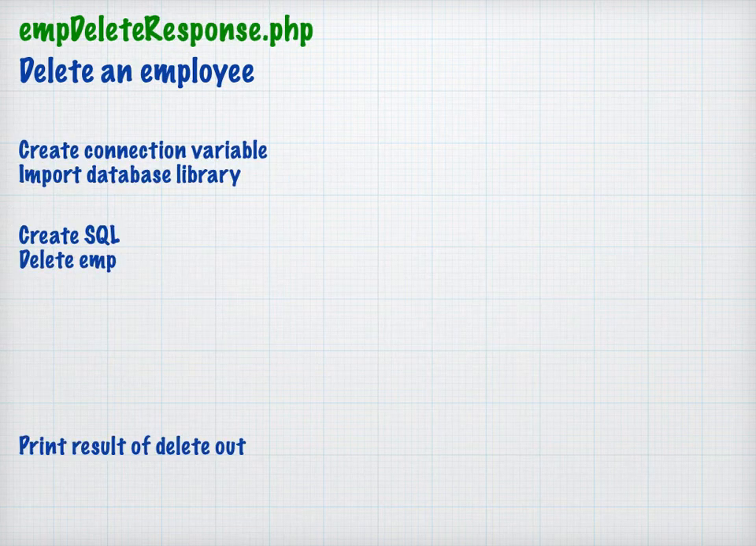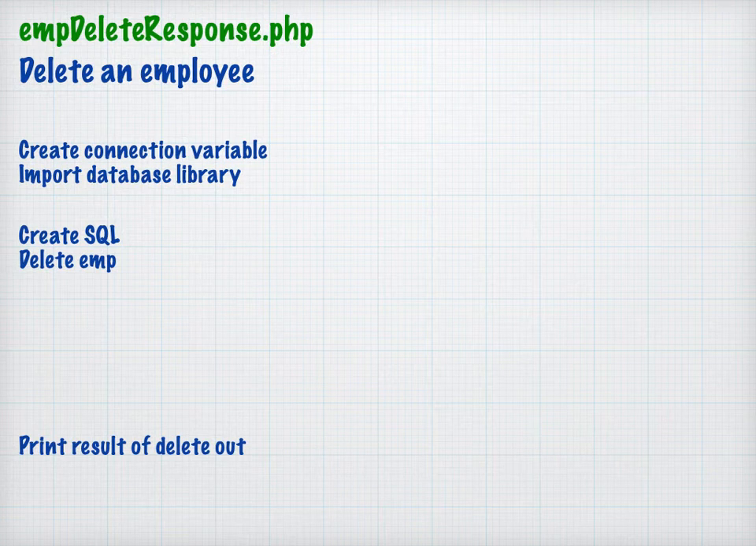Emp delete response looks like this. Create the connection variable and import the database library, so we create those connections from the web server through to the database server. Once we've done that, we're going to create the SQL, which is going to be a delete statement. We send it off to the database, in other words we delete the emp, and then we print some result out, some sort of message that says we've deleted this person. So let's have a look at the actual code.